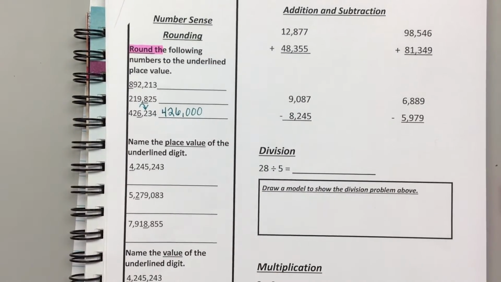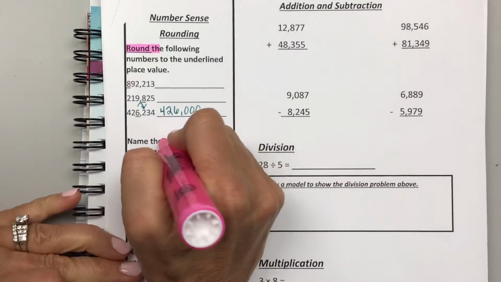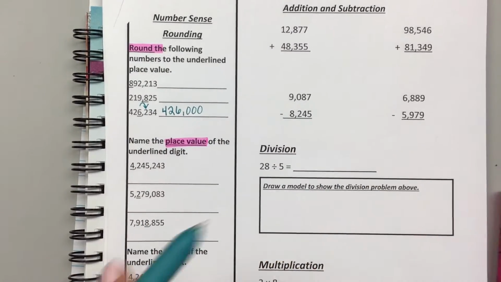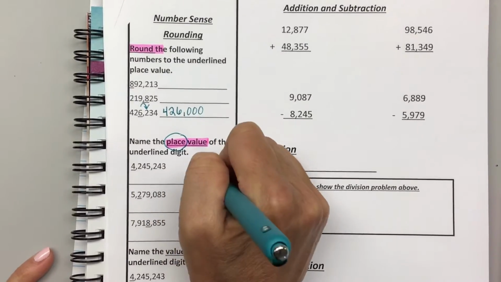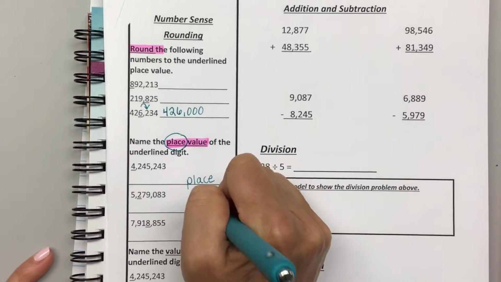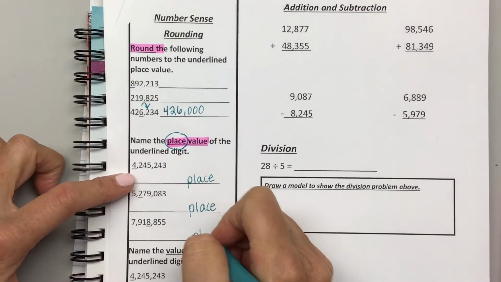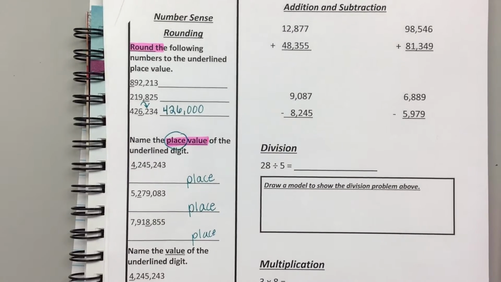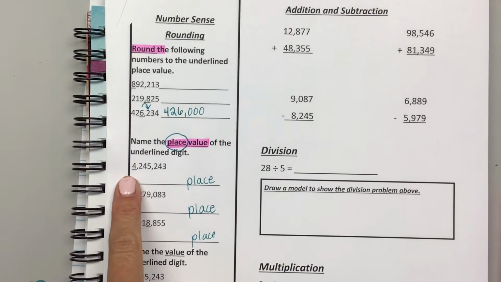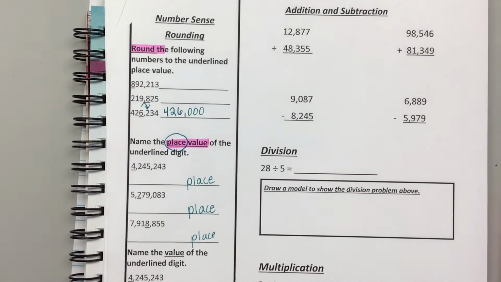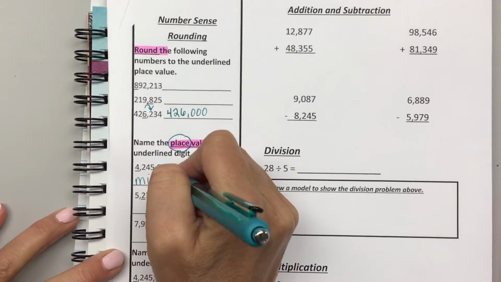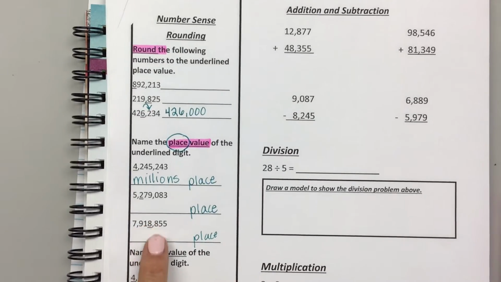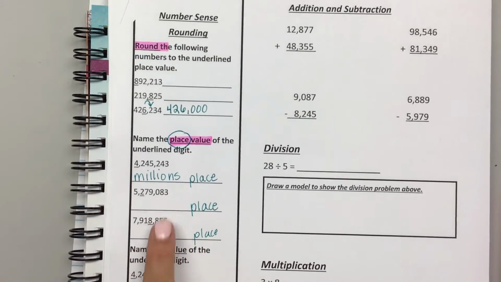Okay, name the place value of the underlined digit. Underline that word place, or circle it, underline it like this. And then at the end of all of these blanks, let's go ahead and write the word place so that we know we need to put a word in front of that that tells us the name of the place value column. So what is the place value column for this 4? What place is it in? Addie? Millions. It's in the millions place. Okay, so we need to go back and fill that in for each of these.